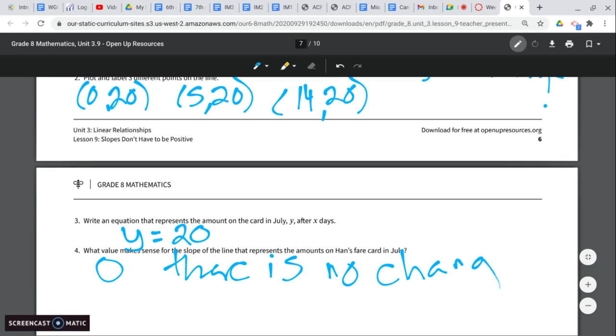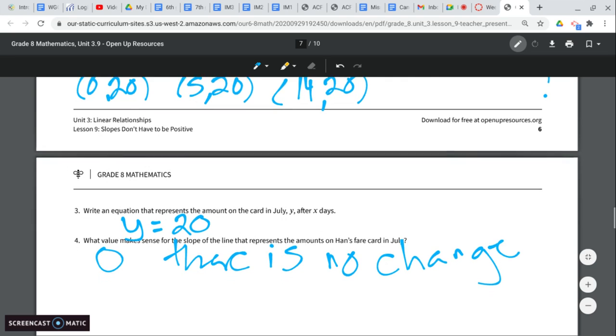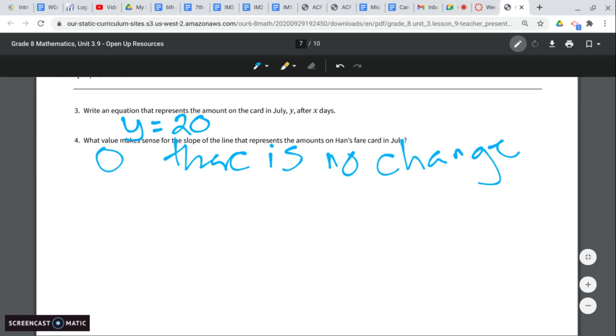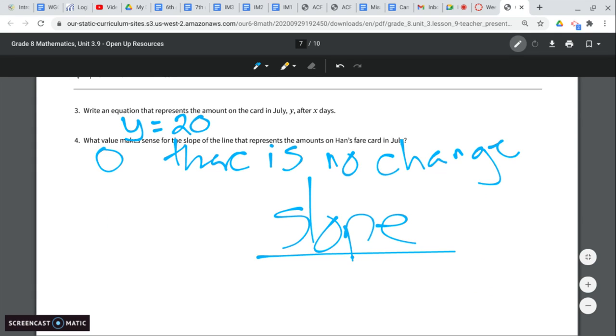So sometimes we can have 0 slopes. That's completely possible. We can have positive slopes, we can have negative slopes, and we can have a slope of 0, which is just a horizontal line. So lots of different kinds of slopes we can have. So slope is your keyword for this lesson.